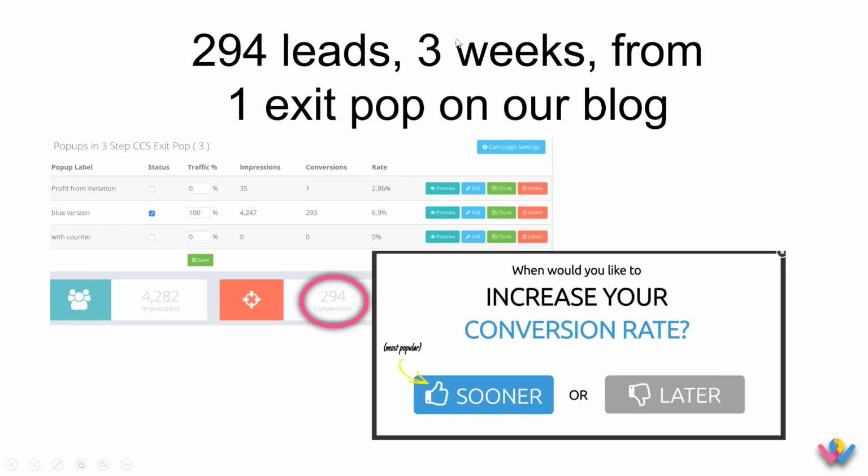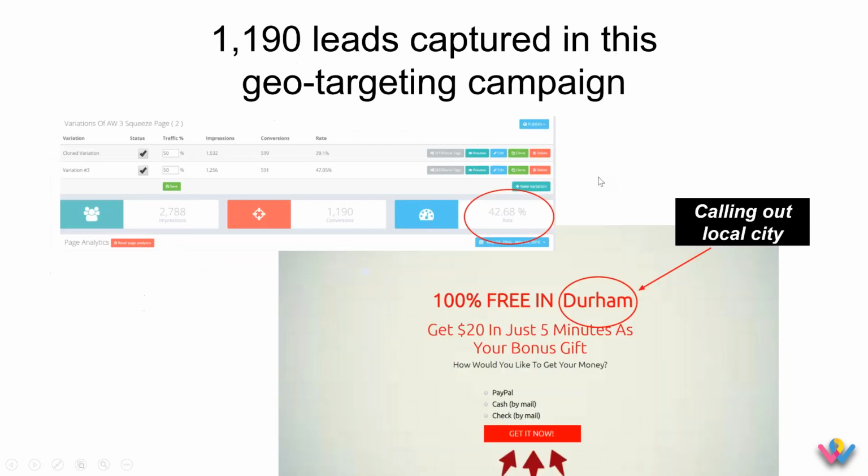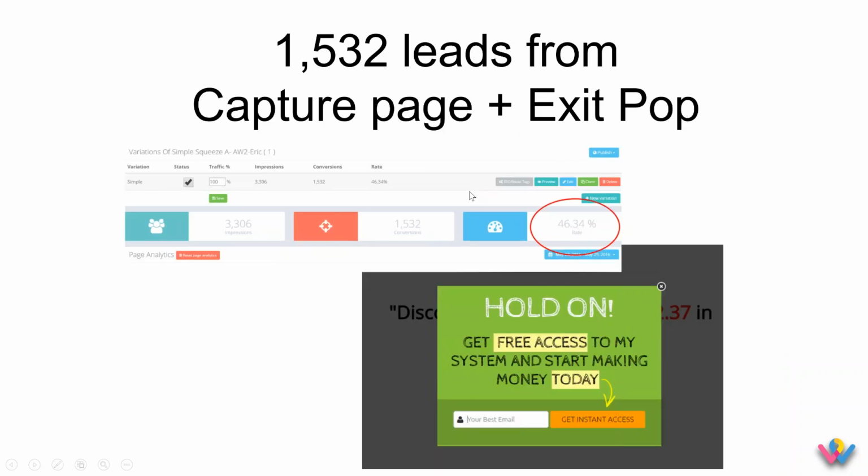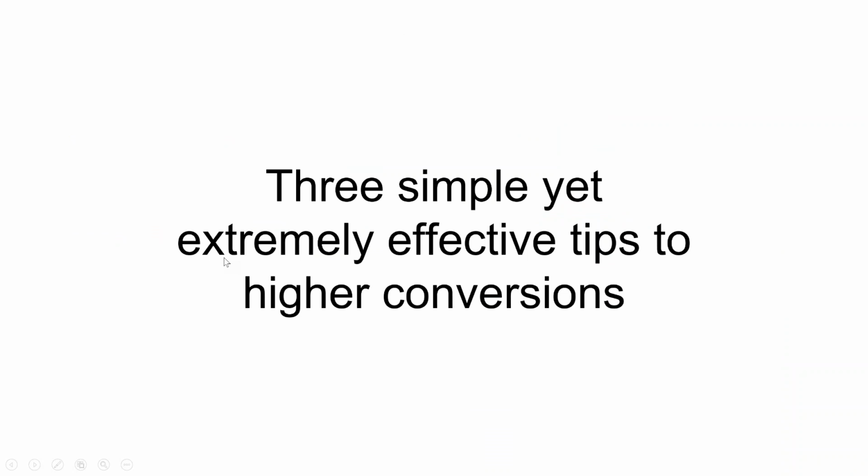Now, 294 leads in 3 weeks from one exit pop-up on our blog. Would you like to increase your conversion rate sooner or later? So great, right? 1,190 leads captured in this geo-targeting campaign. Can you see it says Durham, calling out a local city right here, and it's converting at 42%. Think about that, 42%. That means almost half of the people that are coming to our website, we're turning into a lead or a sale. 1,532 leads from a capture page plus an exit pop-up, converting at 46%. Once again, almost half the visitors coming to our site were converting into something.